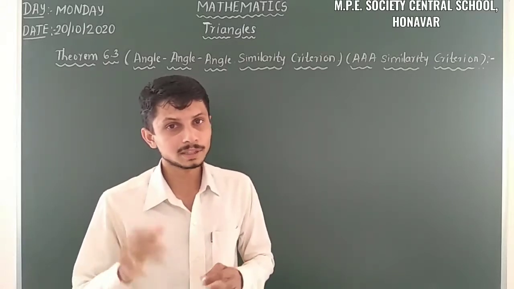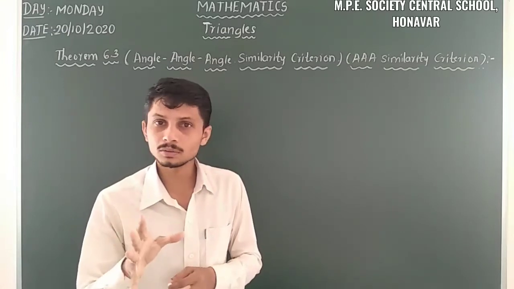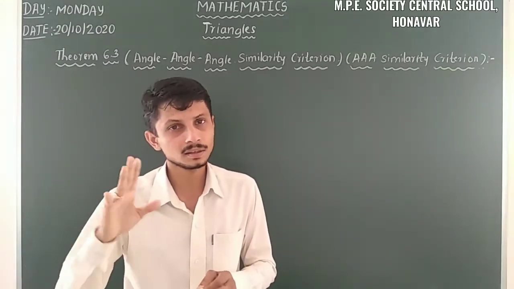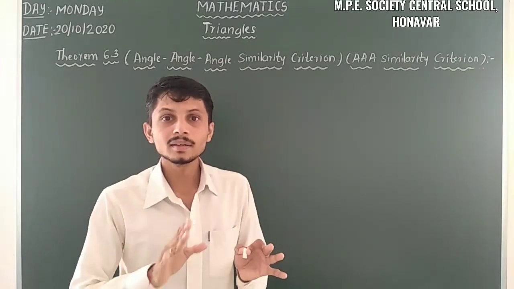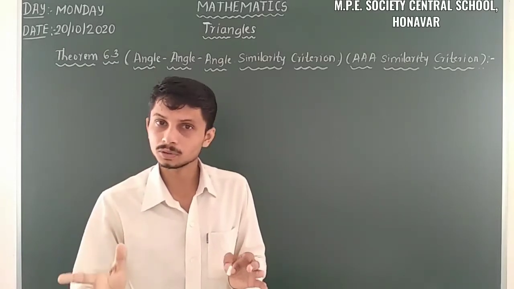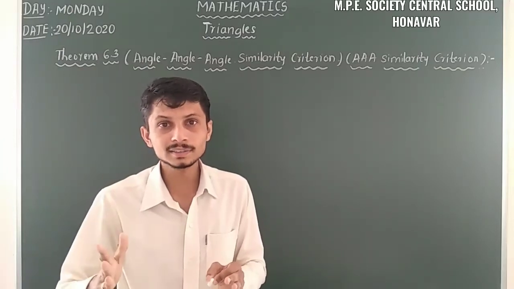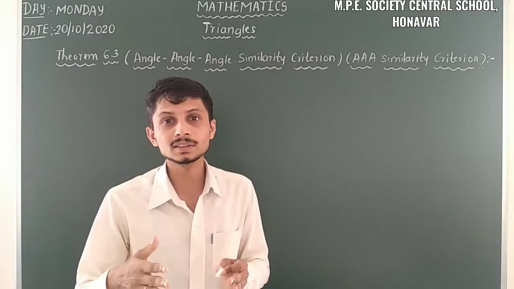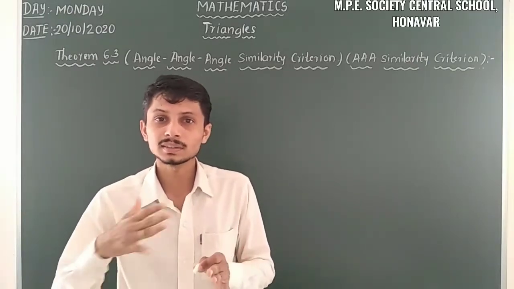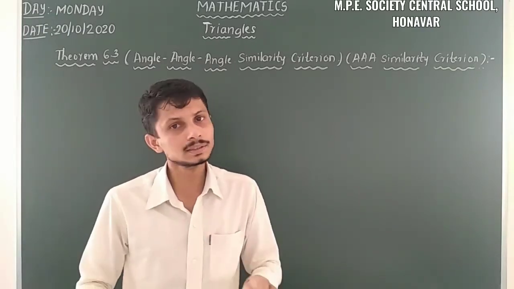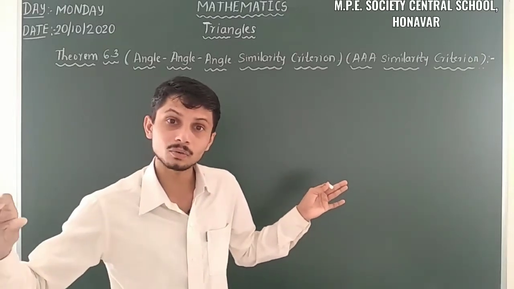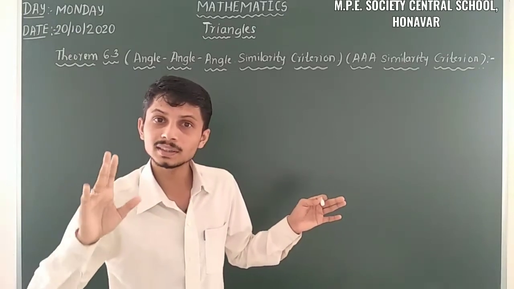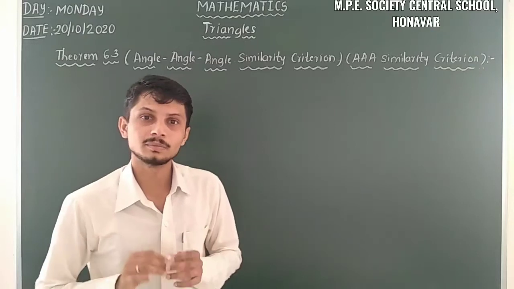The statement of the theorem tells us that if in two triangles the corresponding angles are equal, and corresponding sides are in the same ratio or proportional, then these two triangles are similar. In the case of a congruence rule, for example SSS congruence rule, the three sides of one triangle and the corresponding three sides of another triangle are equal. But in this case we take all the corresponding angles equal. Then if all the corresponding sides are in the same ratio, those two triangles are similar. So let us take the statement.